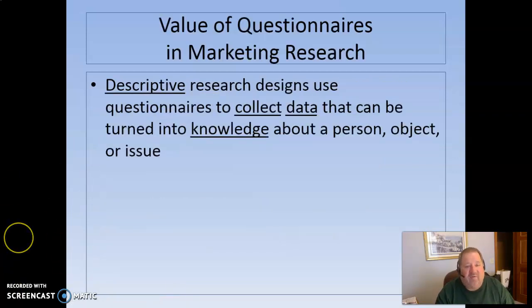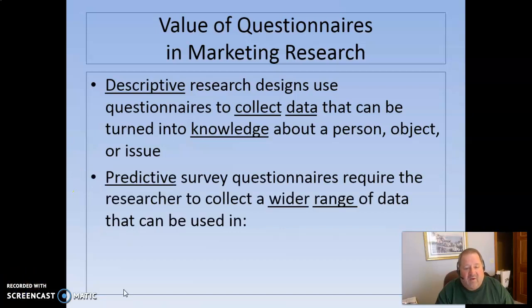There are two types of questionnaire design. The first is descriptive research designs, and that's where we collect data that can be turned into knowledge about a person, object, issue, or even organization. Over break, I received a questionnaire from the Census Bureau collecting census data, and they wanted things like my address, how many people were in my household, the names of the people in my household, our dates of birth, and also our countries of origin. That data will be collected and turned into knowledge that will be dissected by state, city, and even down to zip code level.